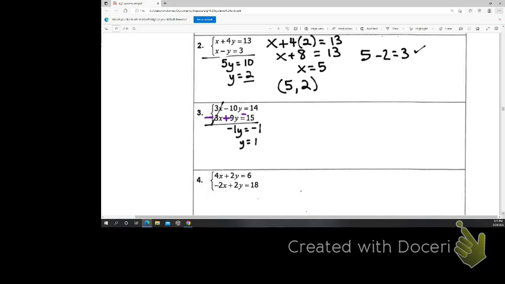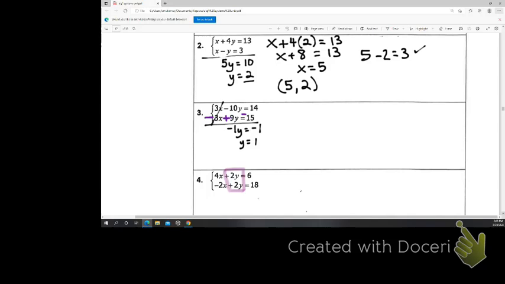It doesn't have to be the x's that get eliminated. In this case, my common coefficient is that both of these are 2y. But they're also both plus 2y. So I'm going to need to make some sign changes, either on the top or the bottom, so that they will actually eliminate when I put them together.